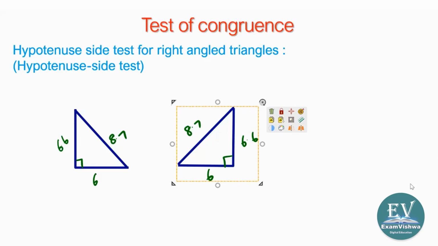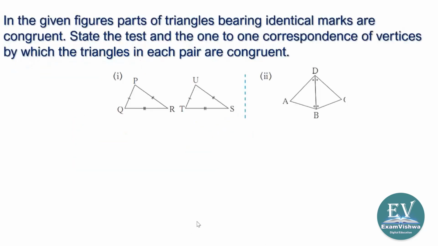Okay, so we learned about congruency of triangles in length and breadth. Let us summarize this. Summarize means all those tests that you have studied. Here is a simple question from your textbook. In the given figure, parts of a triangle bearing identical marks are congruent. State the test and one-to-one correspondence of vertices by which the triangles in each pair are congruent. This is from your textbook.